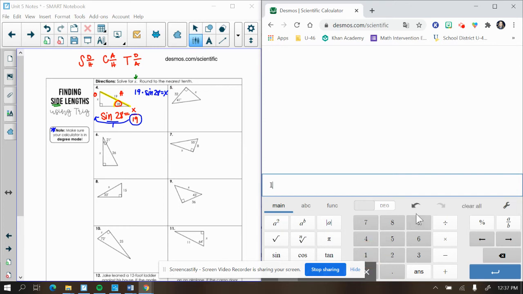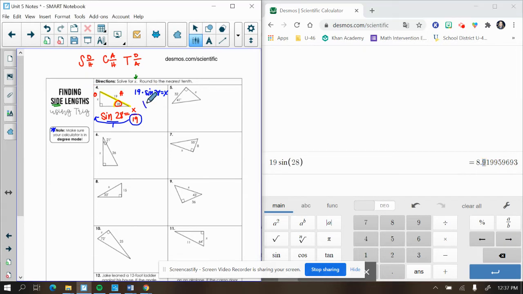So I'm going to type in 19 and then sine of 28. And we can close the parenthesis if I can find it, which I can't. So we're just going to leave it because it should give you the answer, and press enter. So my value of x is right over here, 8.9199. And it says round to the nearest tenth. So rounding to the nearest tenth is that first decimal place. Okay, so over here I'm going to write x equals 8.9.